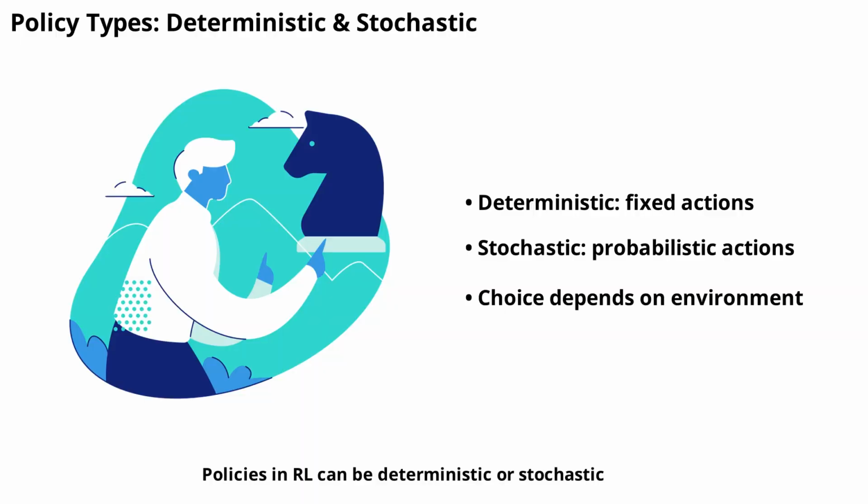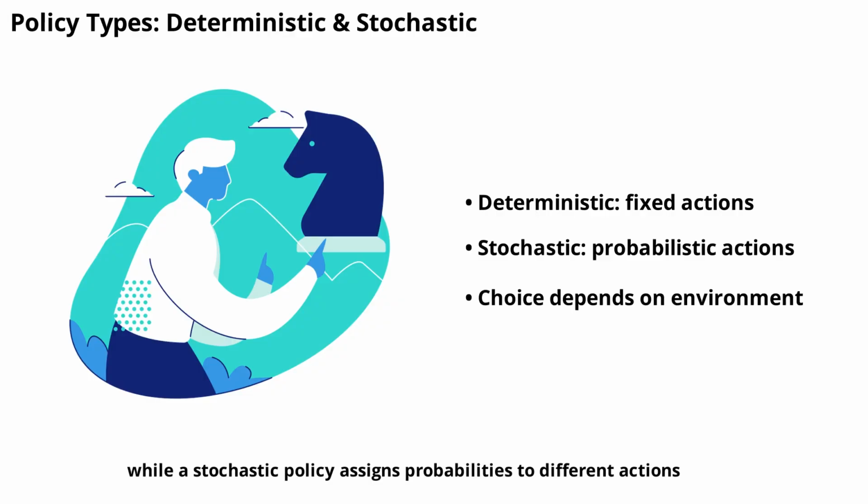Policies in RL can be deterministic or stochastic. A deterministic policy always chooses the same action in a given state, while a stochastic policy assigns probabilities to different actions. Stochastic policies are useful in environments with uncertainty or when exploration is important. The choice between deterministic and stochastic policies depends on the problem and the desired behavior of the agent.